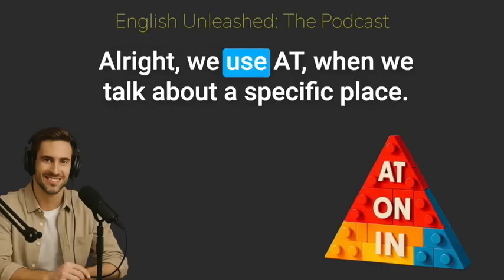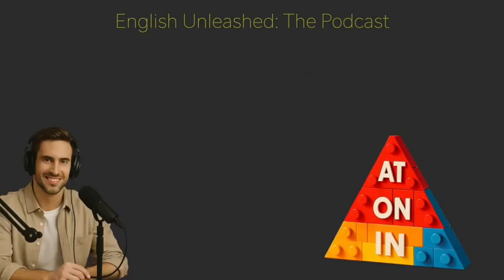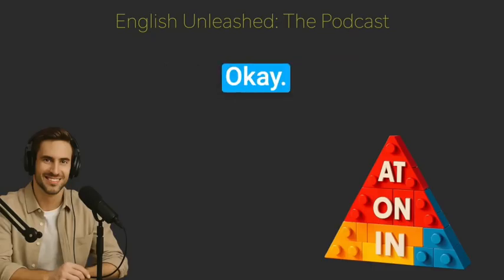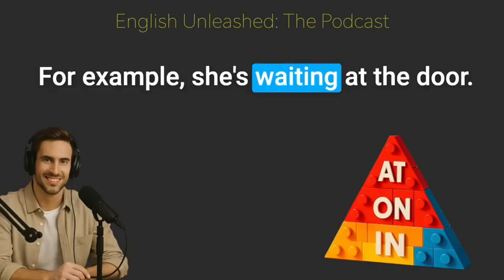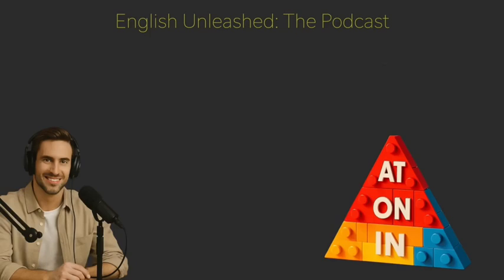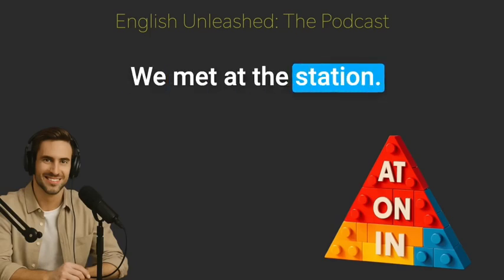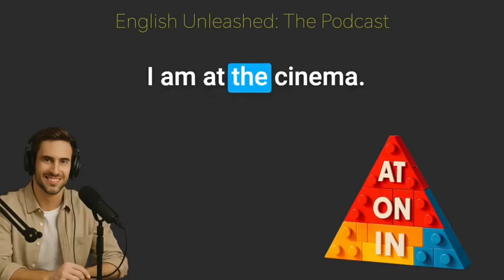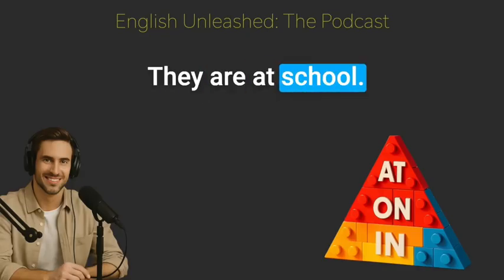All right, we use at when we talk about a specific place. Not inside, not on top, just there. It's the most exact, okay? It's top of the pyramid. For example, she's waiting at the door. We met at the station. Let's meet at the cafe. I'm at the cinema. They are at school.